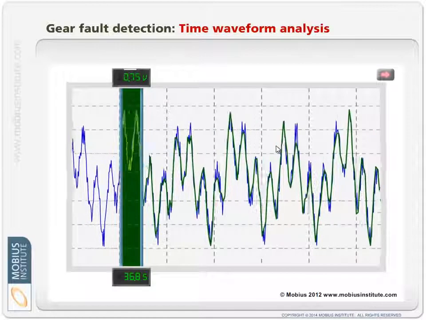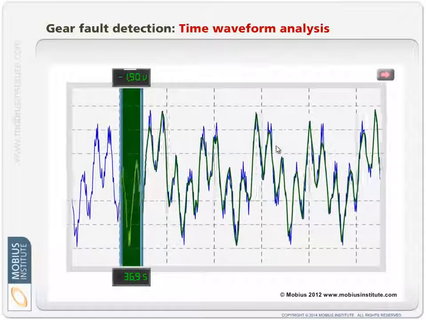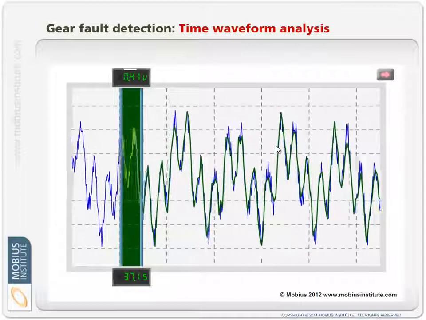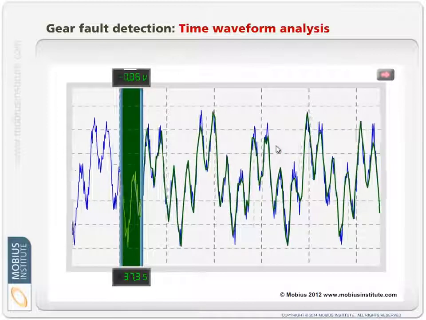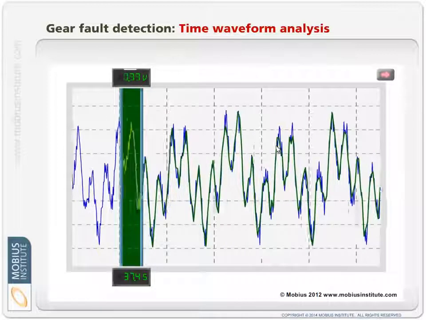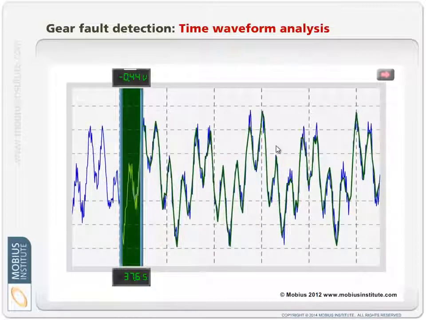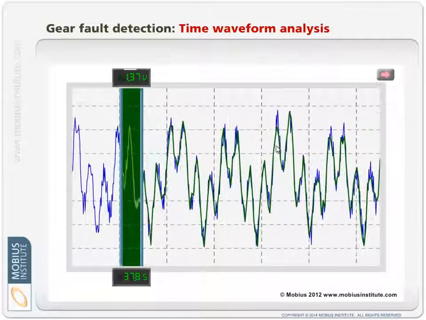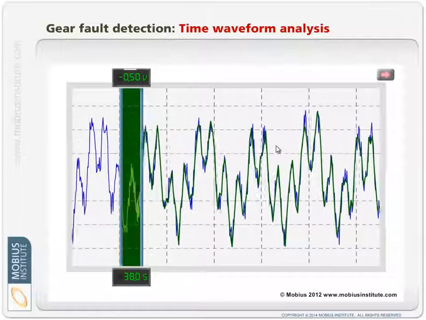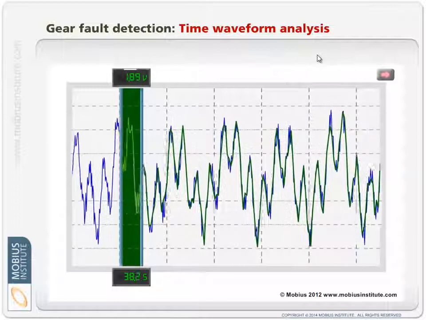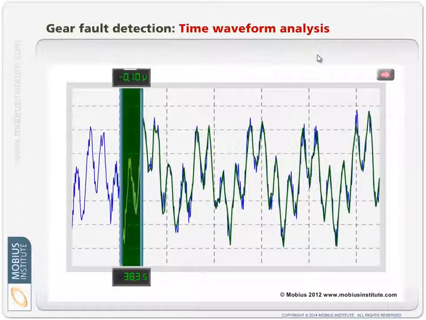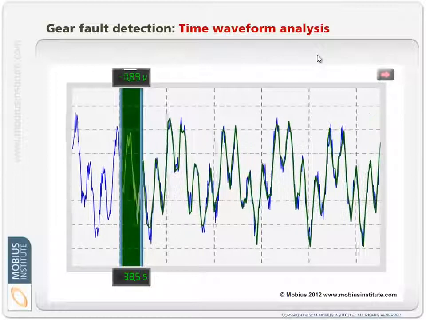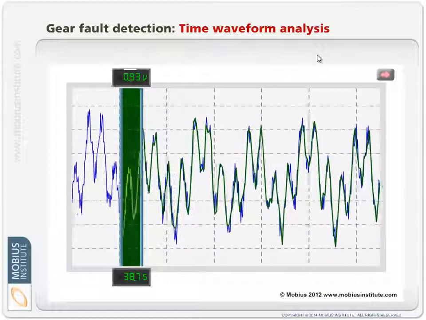So we need to sample very, very quickly. And as a rule of thumb, I wouldn't want to have anything less than 10 samples per event that I was interested in, in this case tooth mesh. I'll explain how you can set it up correctly in just a second. Anyway, that's the time waveform process. So I want to sample fast enough to capture all the lovely detail that I'm interested in.